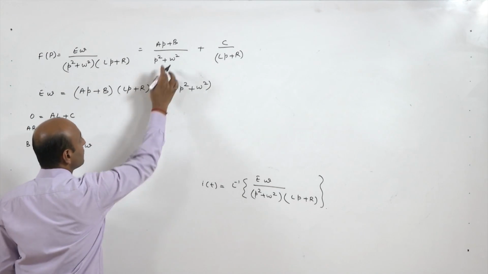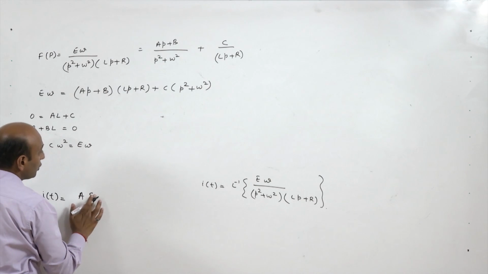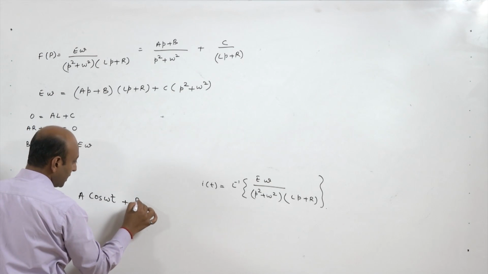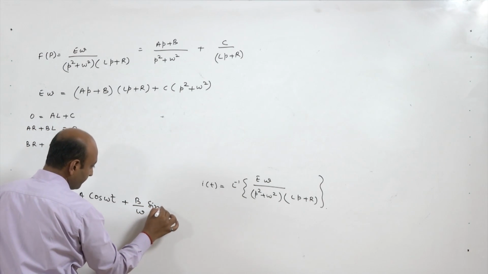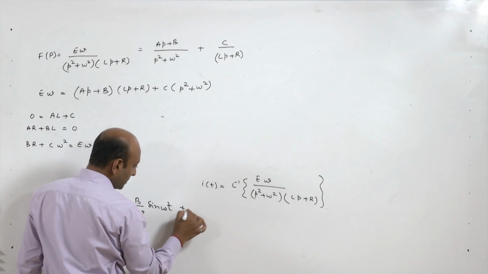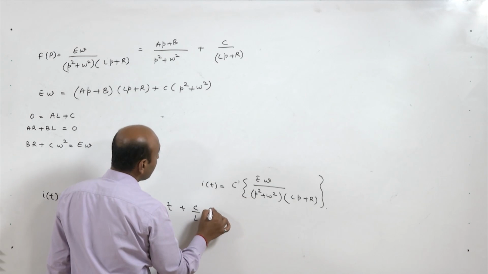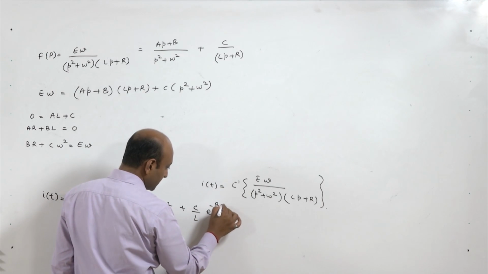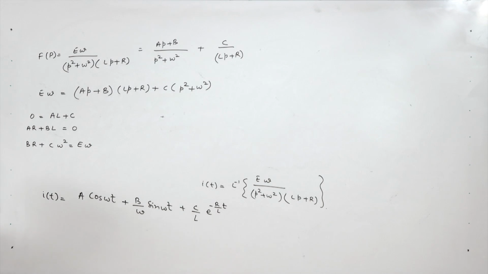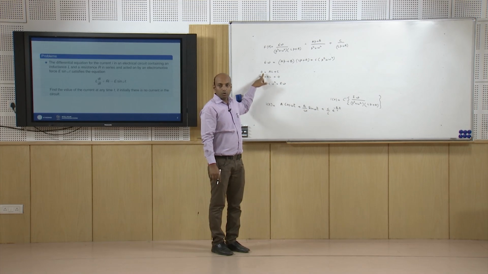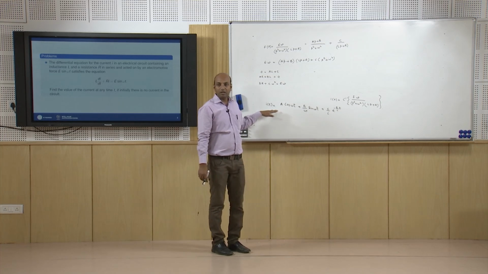So, the Laplace inverse of this will be A into cos omega t plus B upon omega sin omega t plus C upon L, we can take out common, which is e to the power minus R by L times t. Okay. So, can we find these A, B, C using these three equations? We can substitute the values of A, B, C from these three equations over here, which will give us the value of the function IT. Okay.